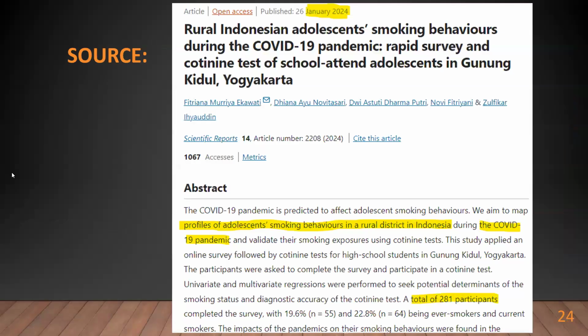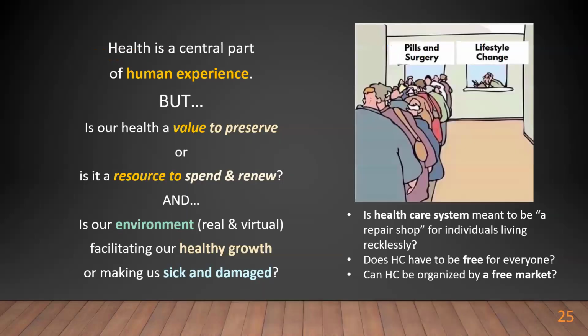And here's the source of that data. It comes from a study that was published in January 2024. And it talks about profiles of adolescent smoking behaviors in rural districts of Indonesia. And it relates that to the COVID-19 pandemic. And it talks about how many participants and so on. So this is sociology down here. This is exactly the sociology of medicine that is done here. This is one of the examples.